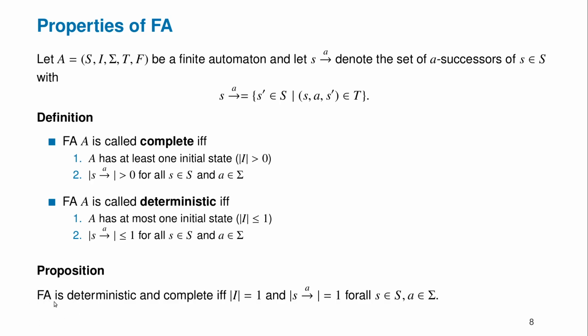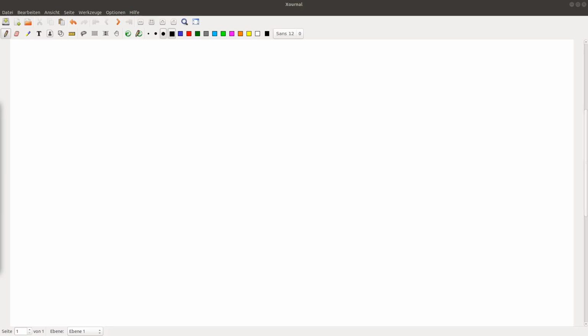A finite automaton is deterministic and complete if and only if it has exactly one initial state, and for each symbol and each state there is exactly one transition possible. Okay, let's look at some example. For this I need my writing space. Here I want to show you some artificial examples just to illustrate the concept of determinism and completeness.